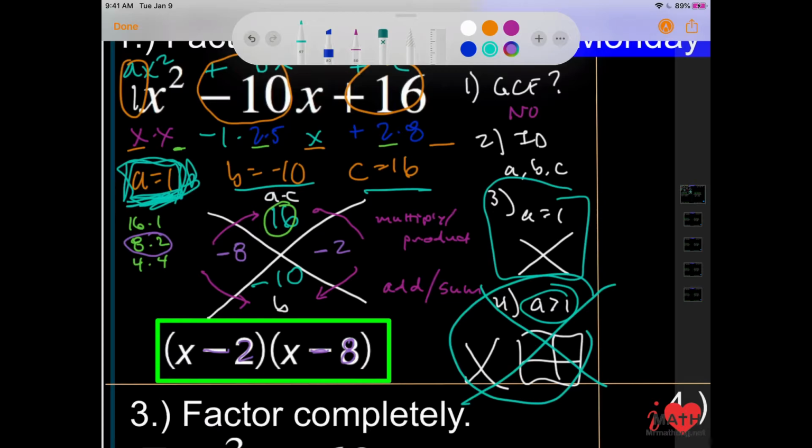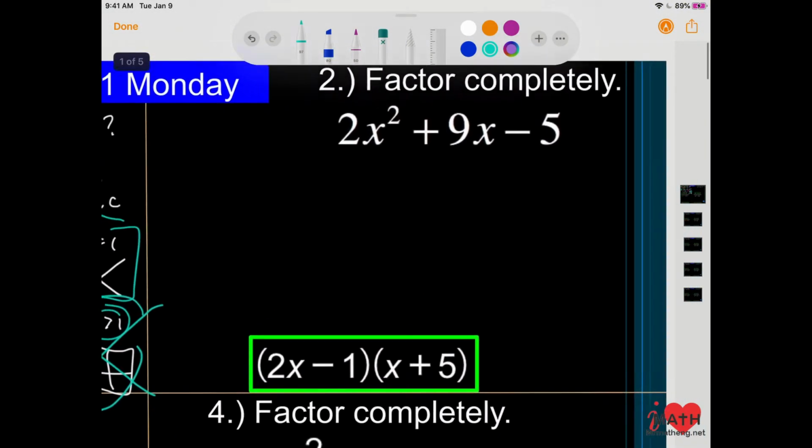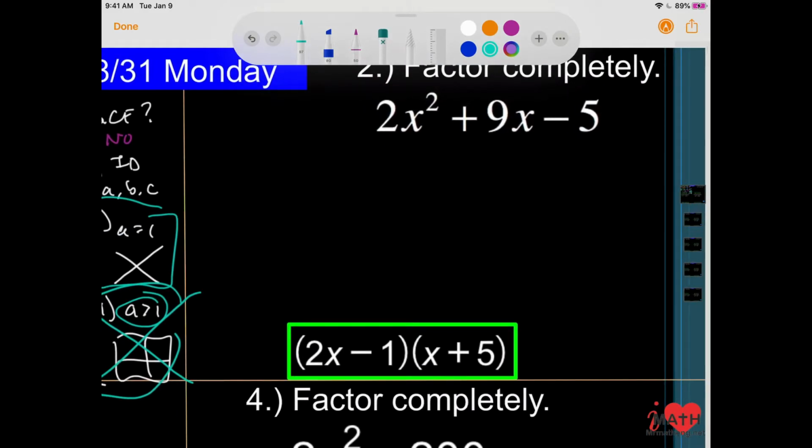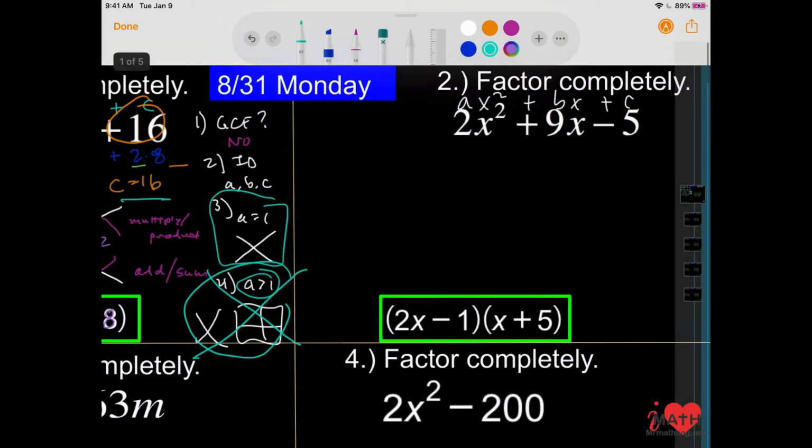Okay, let's try question number 2. It tells us to factor completely. You can always pause right here and just try the problem yourself and then fast forward to get the answer, or you can just continue with me and do it step by step. I'm going to write the form. And so I'm just using the same steps as we did over here.